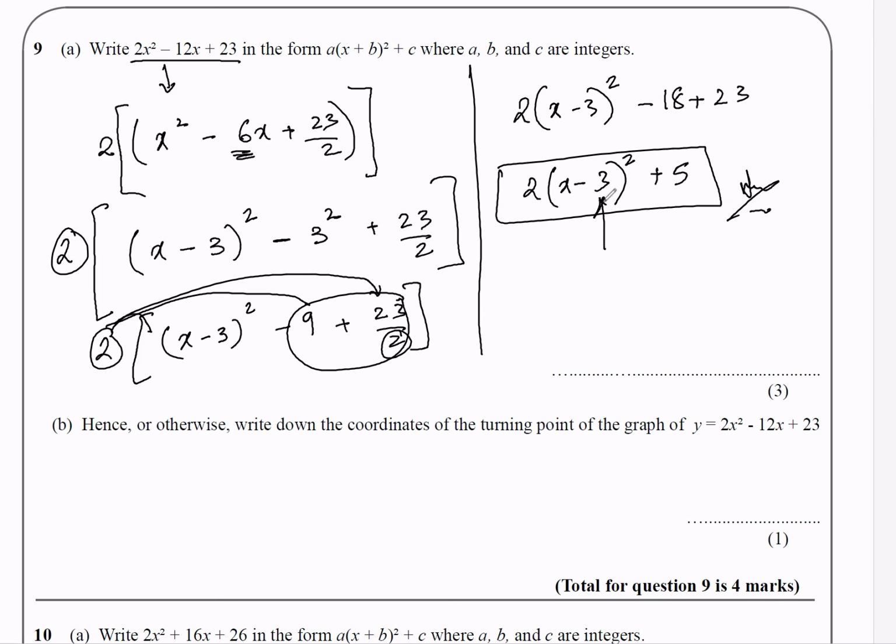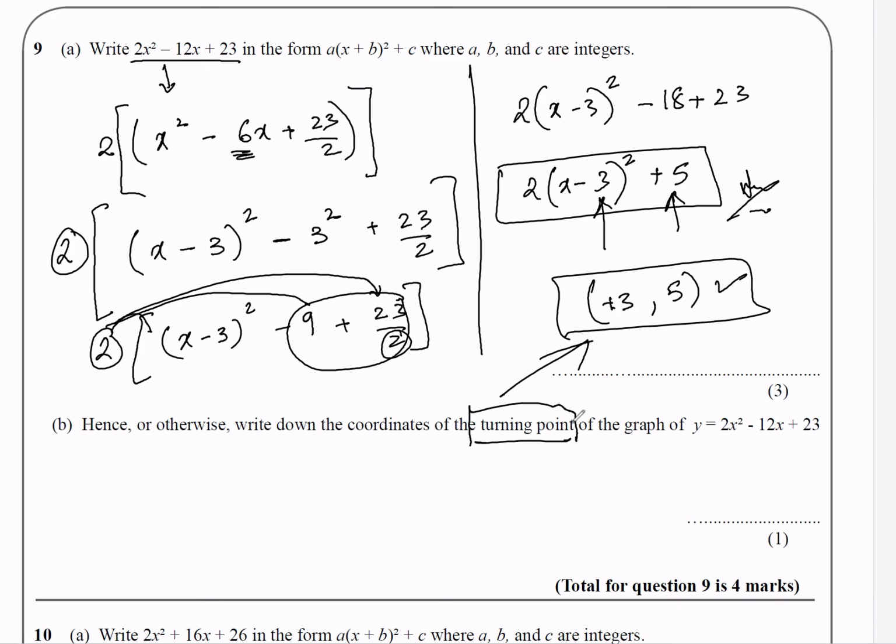Turning point is still the same. The sign stays the same. So minus 3 will become plus 3, and plus 5. That is our turning point. I believe you understand it. Otherwise, I will explain again.